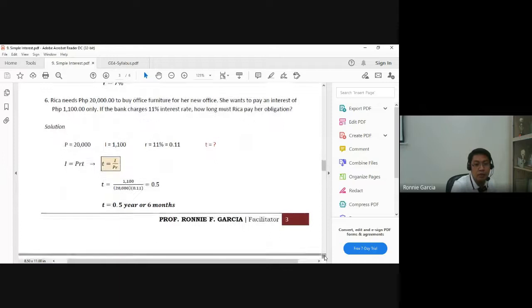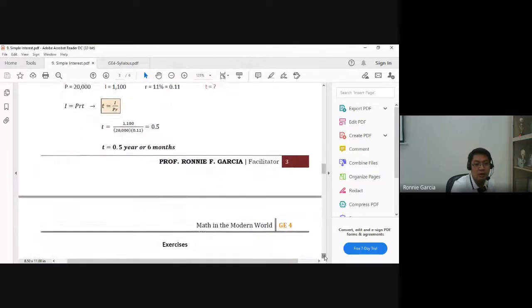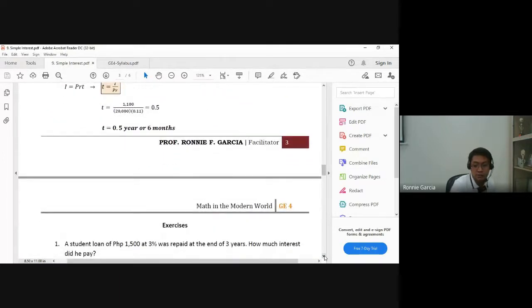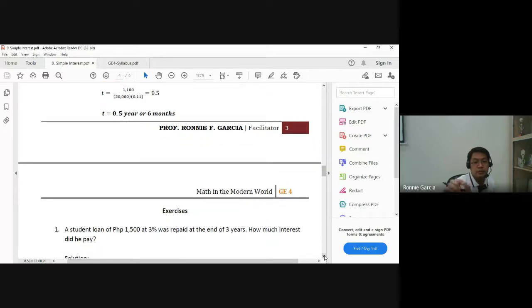Now let's have more problems. We are now on the next one. Exercises, number 1. Before I reveal the answer again, solve this and give your answers to the chat box. The first student to get the correct answer will receive additional points. Kamuna ibasa sa problem ha.